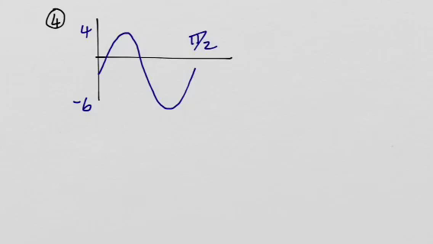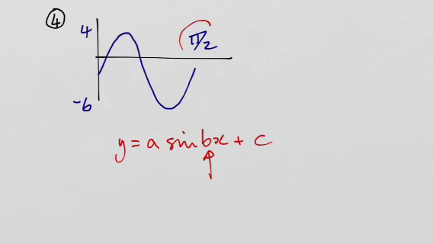Question 4, very similar, the opposite way round. This time here is the graph, what's its formula? Question tells you it's of the form y equals a sine bx plus c. So let's deal with the b first of all. That's the number of waves that you would have in 360. Now here we've got one wave in pi upon 2. So how many more of those are you going to need to get up to 360? That's going to tell you what the b value is.